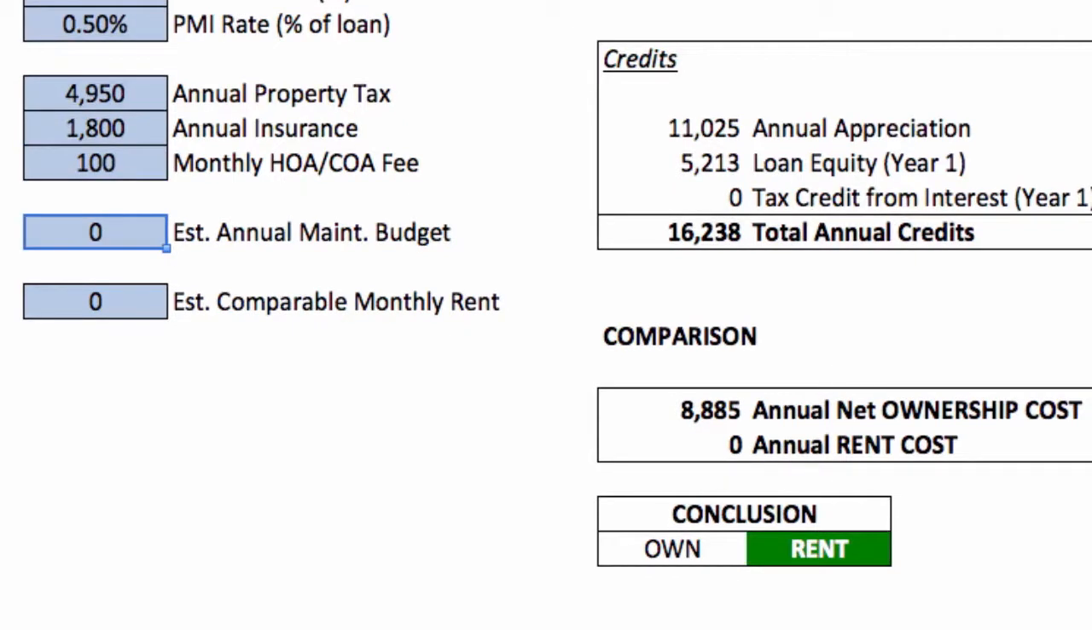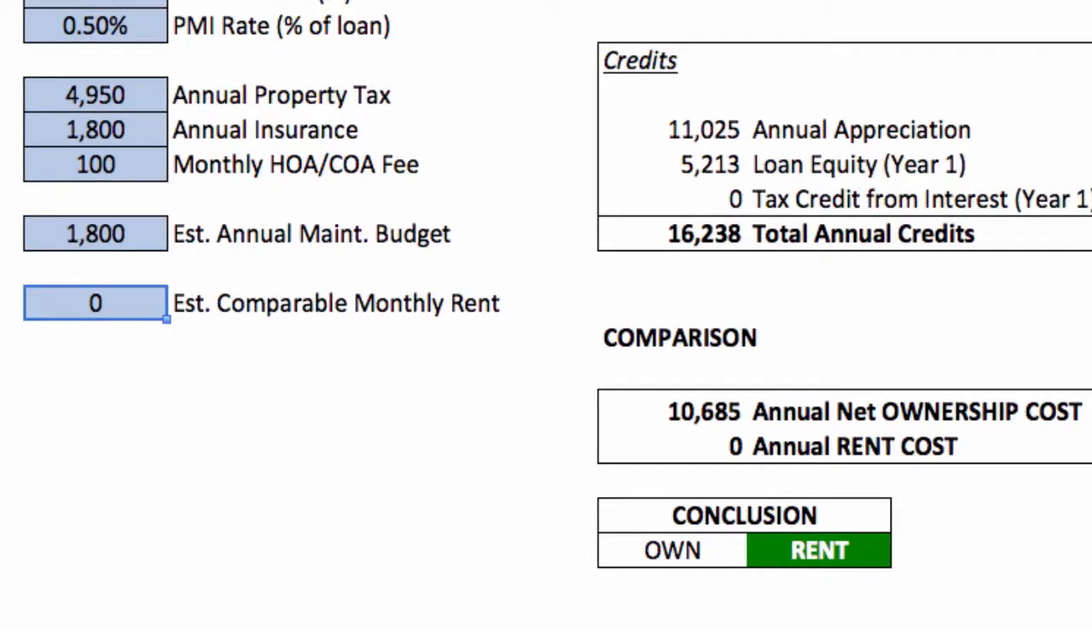The maintenance budget is what we are estimating the cost of just general upkeep on owning a property is going to be. So in this case, we have a 2-story single-family house. It's about 2,600 square feet. I'd guess that we're going to spend at least $150 a month maintaining that property, but since this calculates on an annual basis, we're going to put in here $1,800 per year.